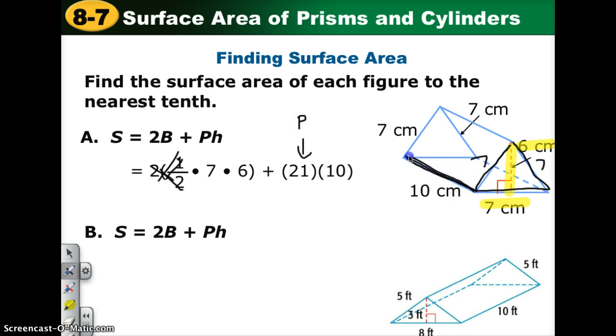And you might be thinking, well, that's on the ground, that's not a height. That is a height because it's the distance between the 2 triangular bases. So when we multiply 7 times 6, we get 42, and then we get 210. Add those together for 252 square centimeters.